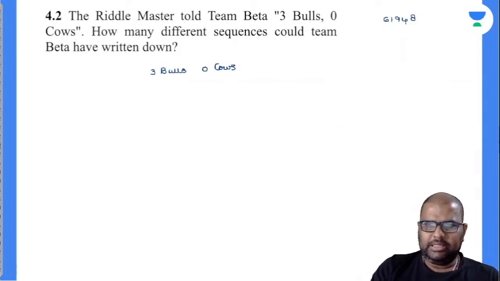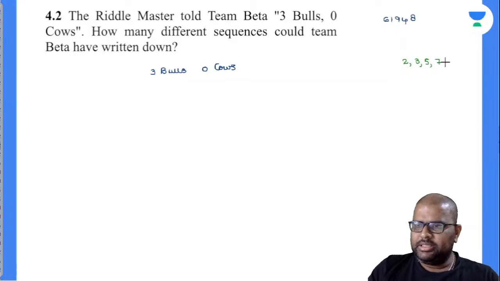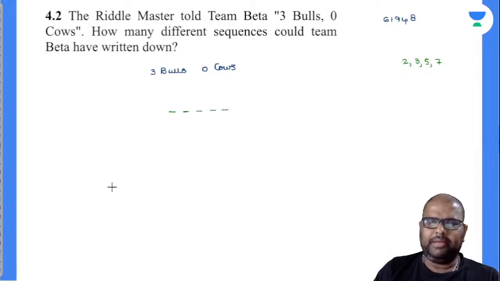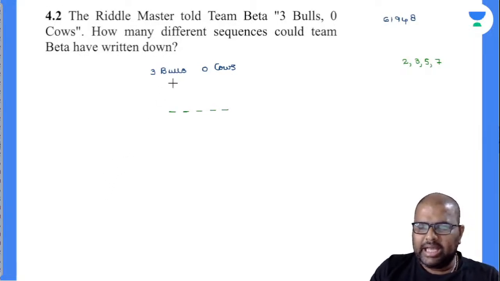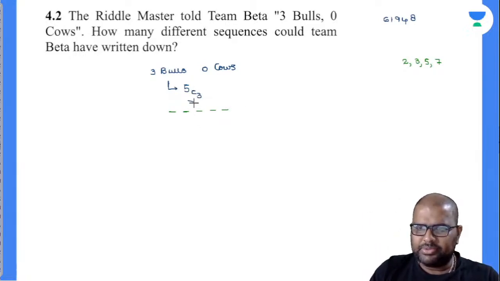Now see here, the numbers which are not in the master sequence are 2, 3, 5, 7. Let's keep it aside. Now see here, this is the master sequence. Master sequence contains 5 distinct digits written by team Delta. Now 3 bulls means they have identified the correct digits and their correct positions. Let us suppose 5C3, and their positions are fixed. So let us suppose these are the 3 positions that you have fixed.